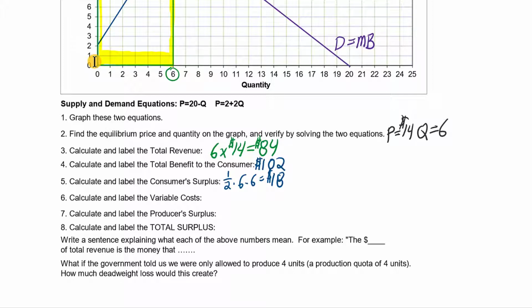So to sum up what all this means is if this consumer is going to buy 6 units at the equilibrium price, they're going to pay $84 for this. The most they would have been willing to pay to get 6 units would be $102. The difference, $18. That's consumer surplus. Just the difference between what they were willing to pay and what they had to pay.